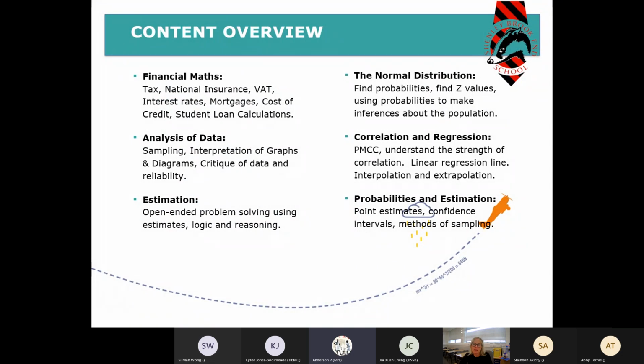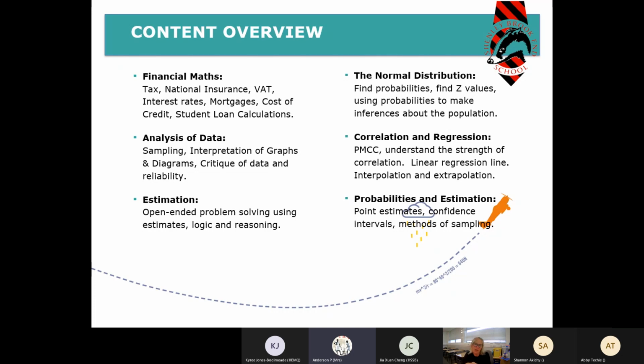So there is quite a lot of content to get through, and some of it will already be familiar to you. So we will look at things that you know already. For example, correlation and regression you will have come across before. So some of it will be a refresher, but then we go on to look at the Pearson's correlation coefficient, which really understands the strength of any correlation that you see. We look at interpolation and extrapolation, which you will have seen before. Probability you will have come across before, and estimation in some guys you will have come across before, but actually the estimation that we look at is more from a problem solving point of view.